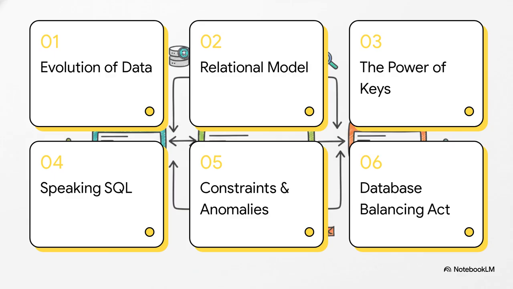Let's map out our journey today. We'll start with the evolution of data. Enter the relational model, unlock the power of keys, speak a little SQL, tackle constraints and anomalies, and finally, weigh the great database balancing act.